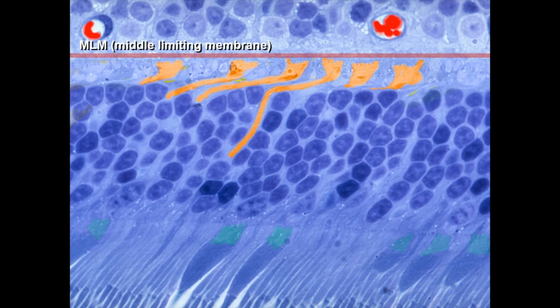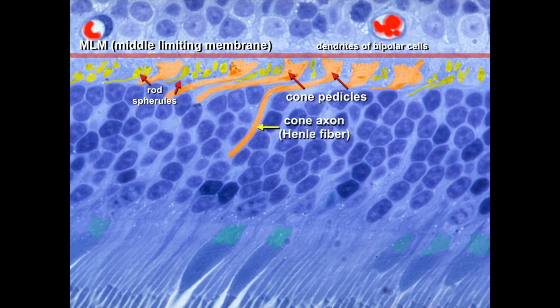Here, triangular cone pedicles and oval rod spherules synapse with the dendrites of bipolar cells and horizontal cells in the internuclear layer. Several cone axons or Henle fibers are visible. The photoreceptors project through the external limiting membrane. Only a few cones are present. The inner myoid and outer ellipsoid zones of the cone inner segments are visible.